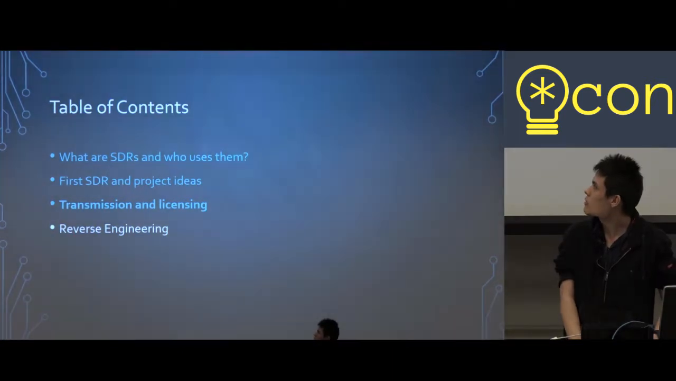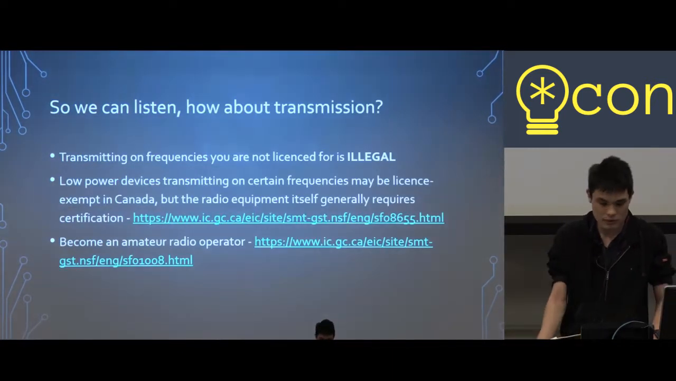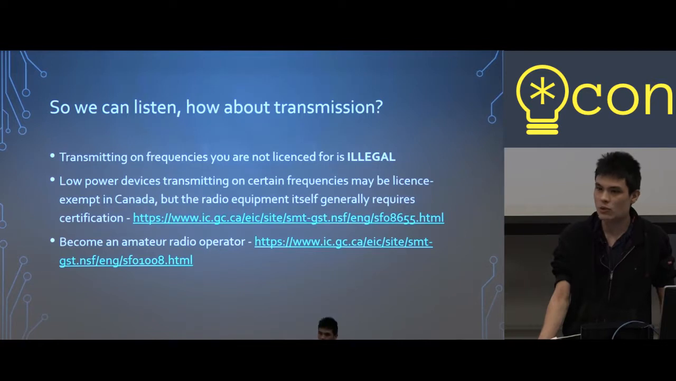So we're going to talk about transmission and licensing. Transmitting on frequencies you are not licensed for is illegal, full stop. Don't do it, please. Low-powered devices transmitting on certain frequencies may be license exempt. This is why we can do things like use a cell phone or turn on a TV, things like that. But any other radio equipment generally requires a license.